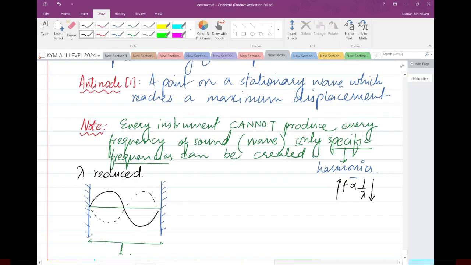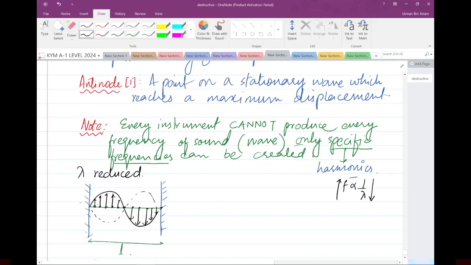So you will see the string vibrating like the bold portion here. And after some time, you'll see the string positioned according to the dotted lines. There were a lot of particles on the string. When the bold portion was formed, all these particles moved vertically upwards like this, and all these particles moved vertically downwards. After some time, when the dotted wave was formed, their positions changed.